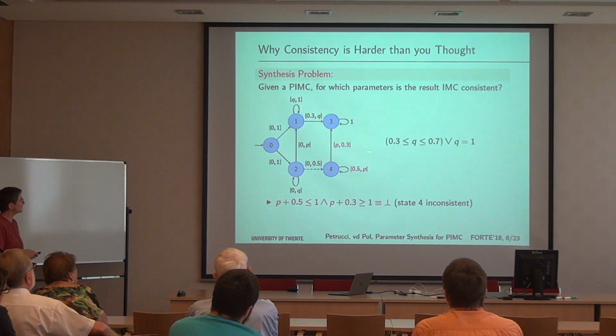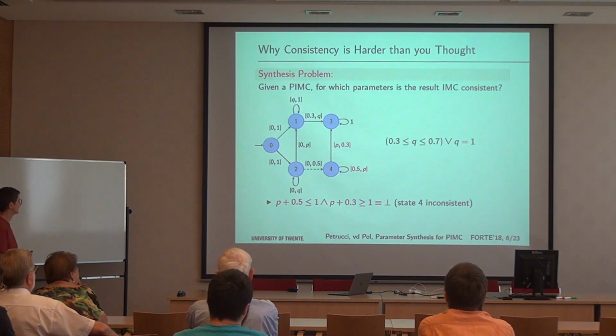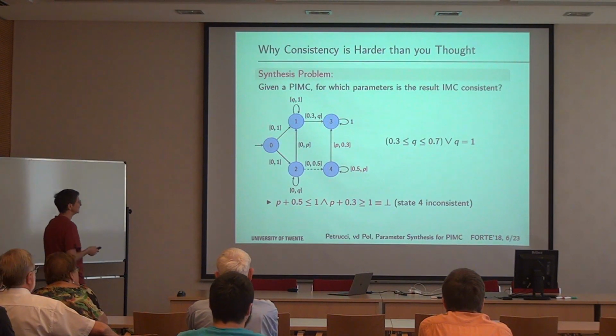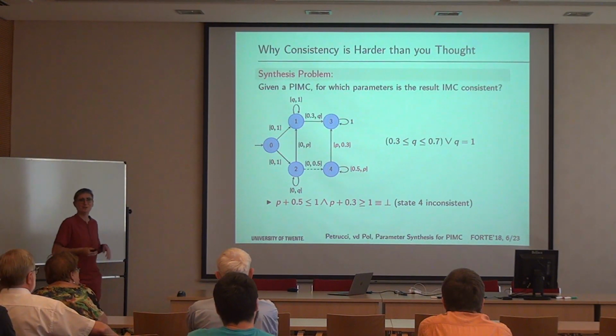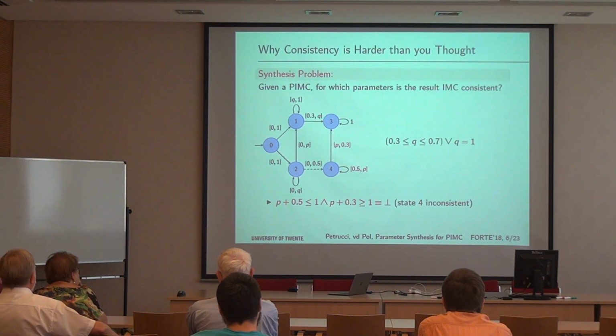And here, for this interval to be correct, we need P greater than 0.5. Doesn't that? Exactly. So it's not possible. It can't be both smaller than 0.3 and bigger than 0.5. Therefore, this state 4 is inconsistent. Okay, so can we get rid of it?